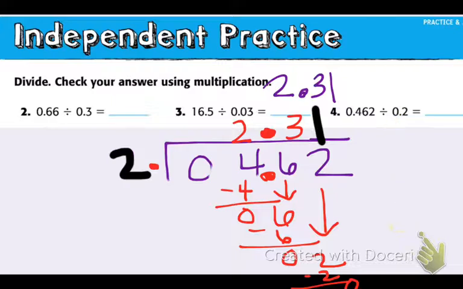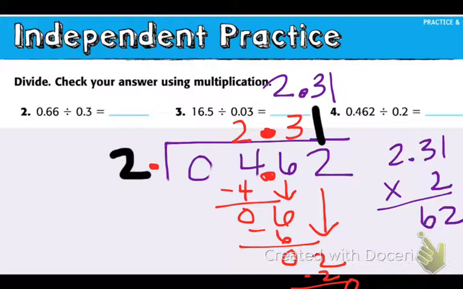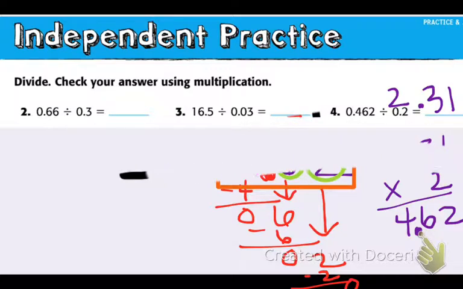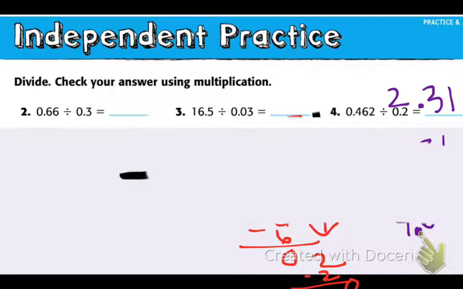I can check my answer through multiplication. I'm going to take my answer, 2 and 31/100ths, and multiply by the divisor, which is 2. 2 times 1, 2 times 3, and 2 times 2. I got to place that decimal in my answer. Well, there are 2 digits after the decimal, so I'm going to bring my decimal 2 places in. And I have the right answer. I got the dividend. So the correct answer is 2 and 31/100ths. Let's go ahead and put it on the line now that we're for sure, because we checked it. And we can go ahead and move on now that we know we have the right answer.